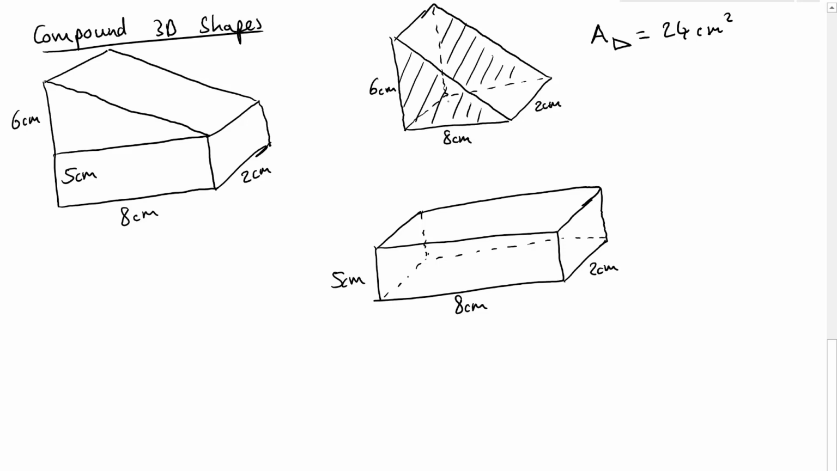Now this triangular prism gets a little bit weird because we have a bottom face, a back face, and this slanted face that are all going to have different areas. So we'll say the one across the bottom is 8 by 2. That's going to be 16 centimeters squared.